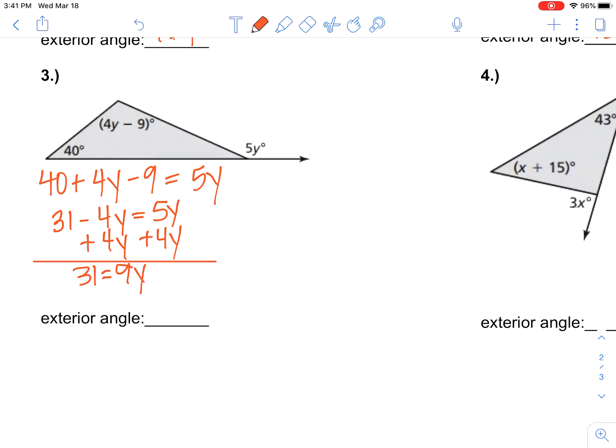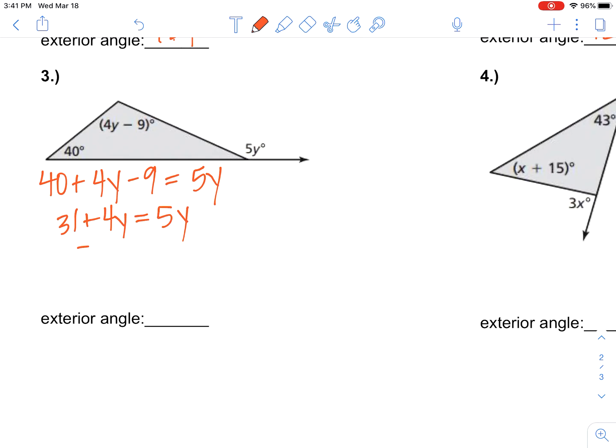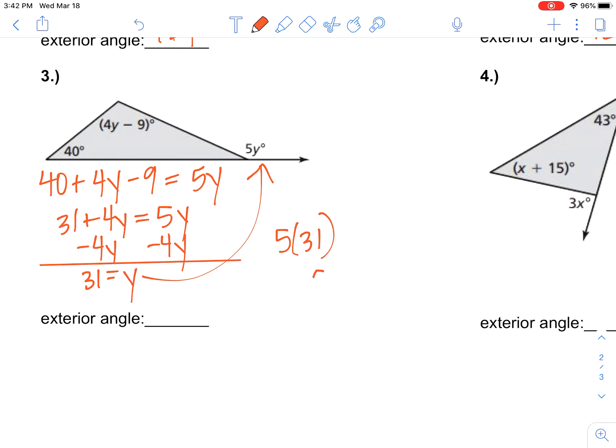And when I do that, I'm now realizing that I made this a little wrong. I'm like, why is that not coming out correctly? So if you made that same mistake, sorry guys. So 31 plus 4y, I had written a minus 4y and that threw me off. So minus 4y to both sides. 31 equals, this makes a lot more sense. 31 equals y. So much better. So to get my exterior angle measure, I'm going to take that and plug it in. So 5 times 31, which gives me 155 for my exterior angle degrees.